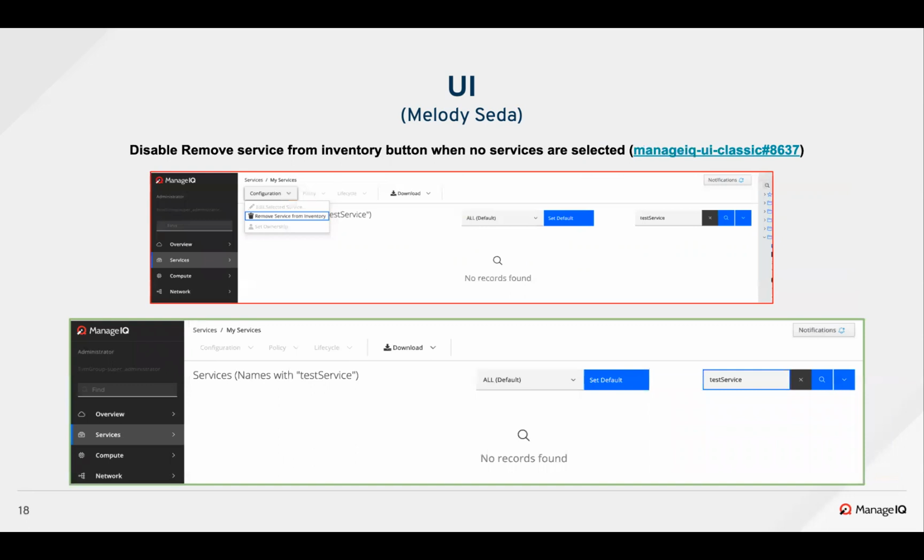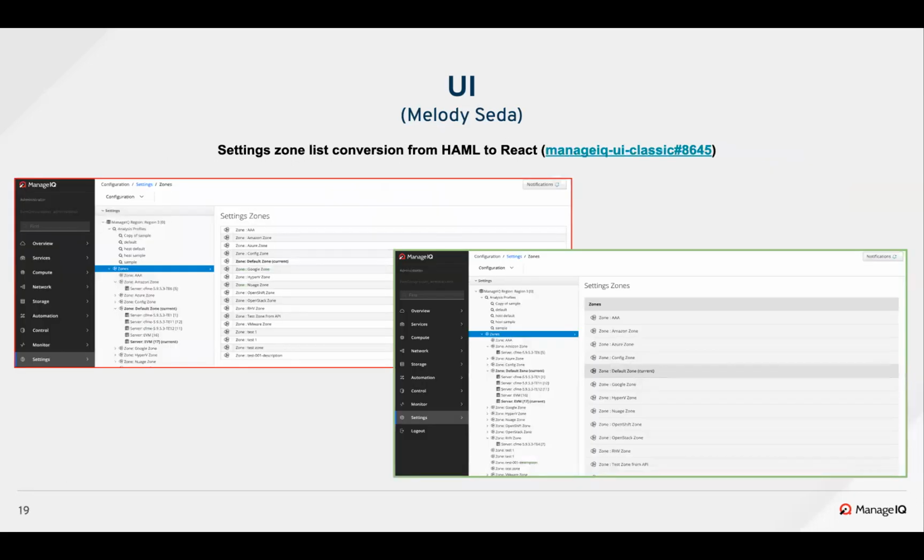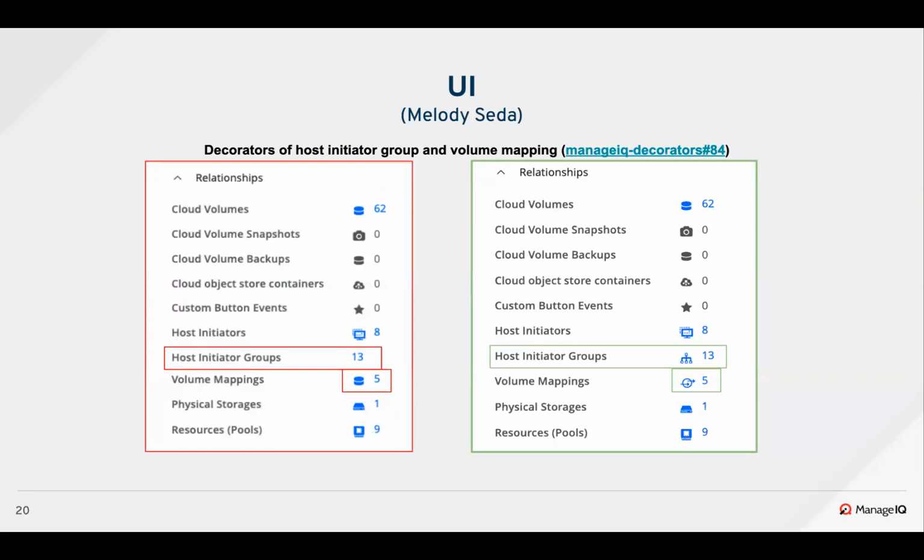There was a bug in the service page that would allow you to remove services even if there were none on the page, and so Jeffrey fixed this as well. And he also converted the settings zones list table to use React. And the AutoSDE team added a decorator to the host initiator group and adjusted the decorator for volume mapping to its new icon.